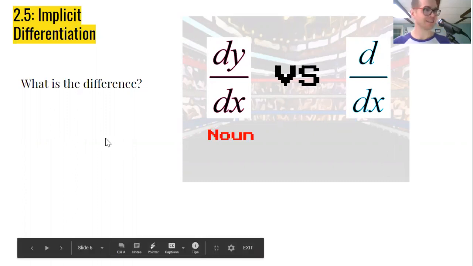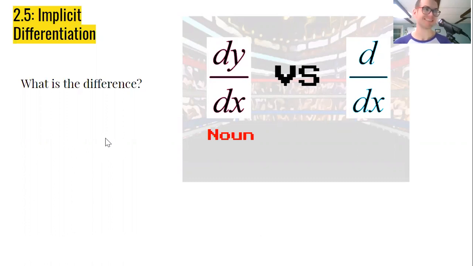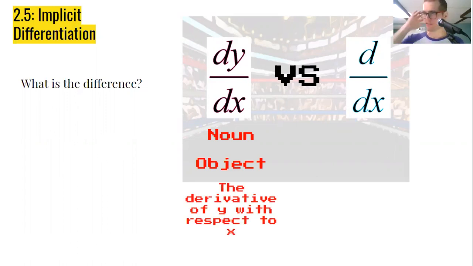Fun fact, we're going to do a little language and parts of speech. dy/dx, it's a noun. It's an object, is what a noun is. What dy over dx is, that is the derivative of y with respect to x. Now, before I go much further, when I say with respect to x, another way to think about that is it's like how y changes as x changes. So that's what it means when I say the derivative of y with respect to x. It's like, how does y change as x changes?